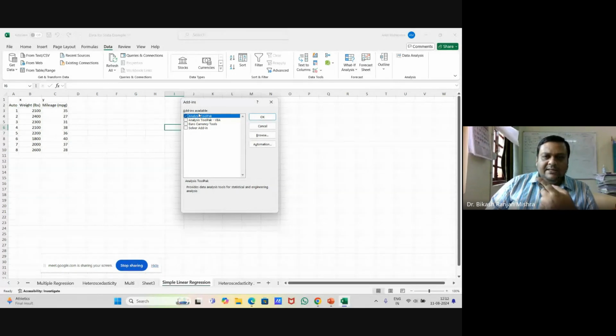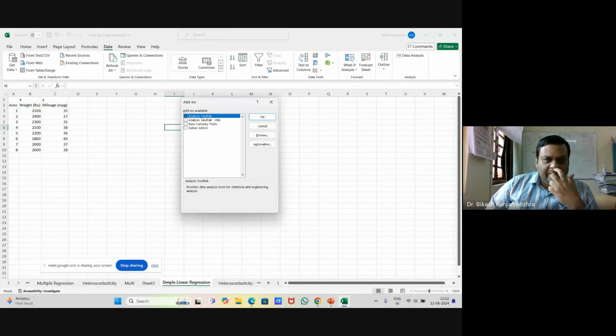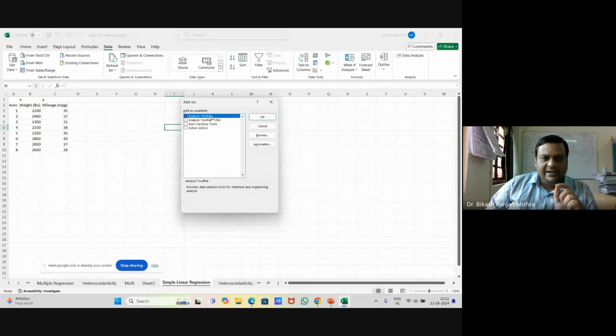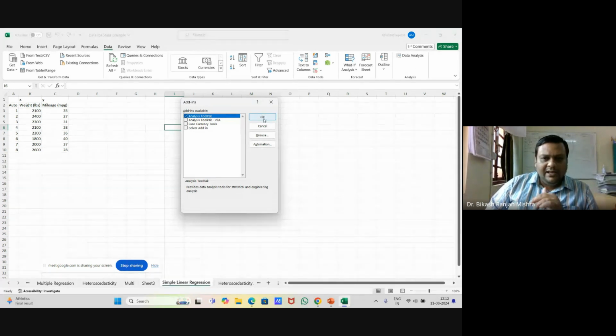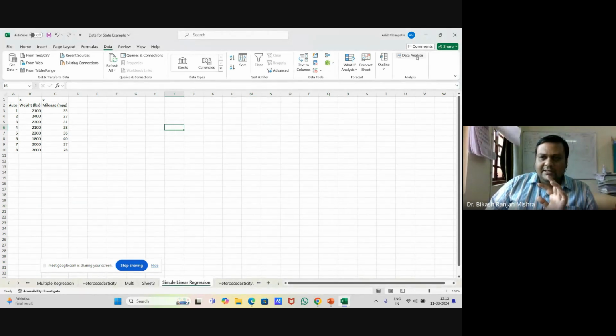And the sixth point is to select the analysis tool pack. If it is already ticked, then data analysis will show. If it is not ticked, then data analysis will not be shown. So if it is not shown, select it. And then the seventh one is press OK. If you press OK, the data analysis component will be available. Is it clear?